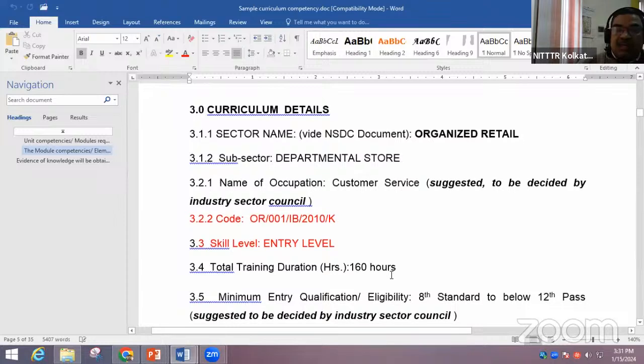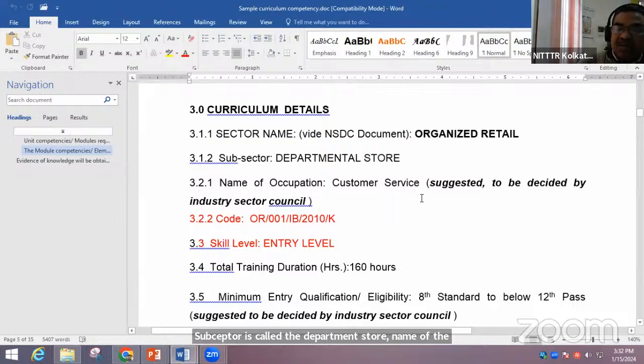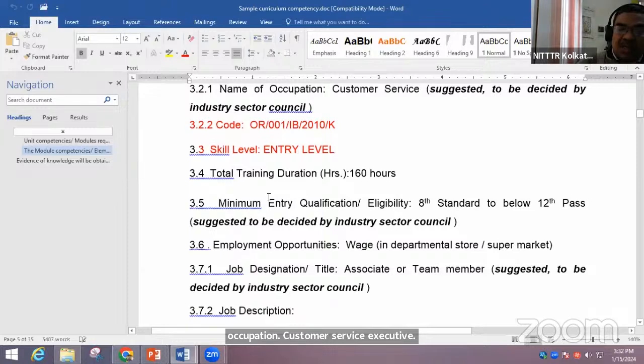After that, this is the detail of the curriculum. The sector name is organized retail. The subsector is the departmental store. The name of the occupation is customer service executive. And this is the code; you need not understand the code. The total training duration is 160 hours. The minimum entry qualification and eligibility age standard is 10-12 pass.